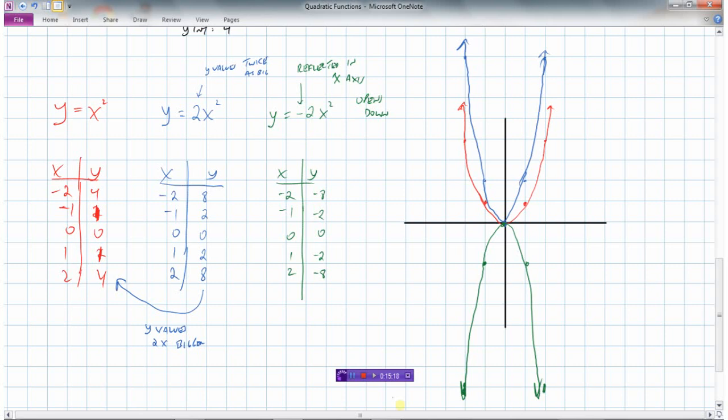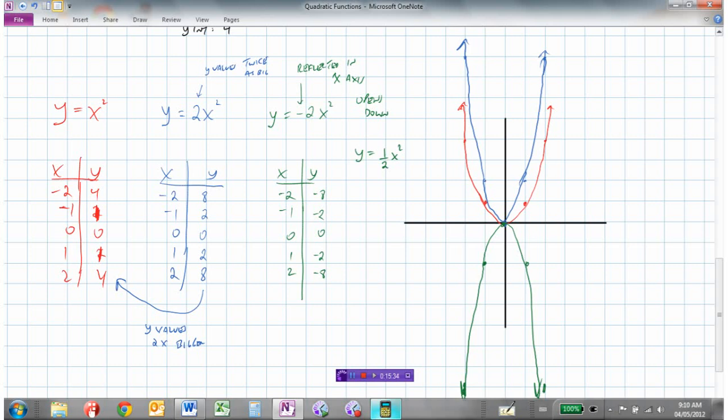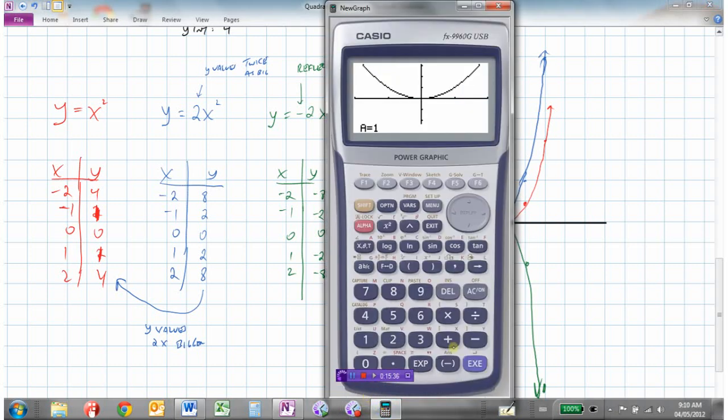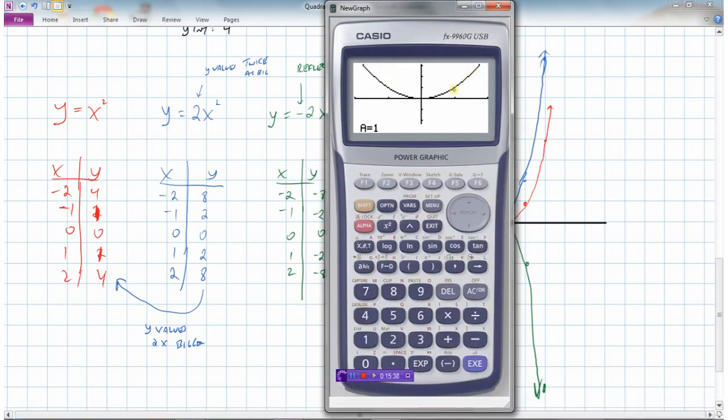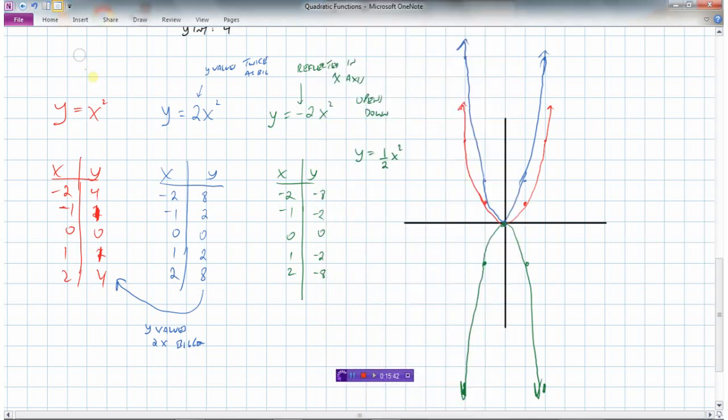Well, instead of manually graphing all these other ones, because we still haven't really seen, what if we made that number in front of x squared less than 1, like a half? Maybe you'd think, well, now all my y values are half of these ones. Let's see what happens. We can do this on this graphing calculator. So here's the graph of y equals x squared. That number a there is going to be this number in front of the x squared. So y equals ax squared.